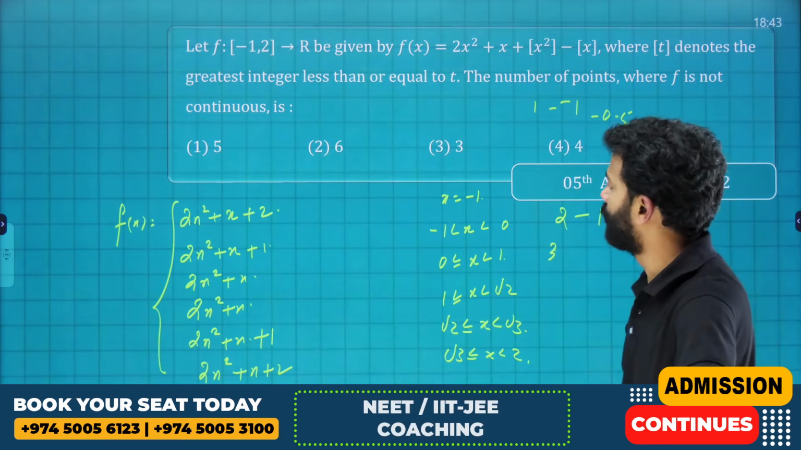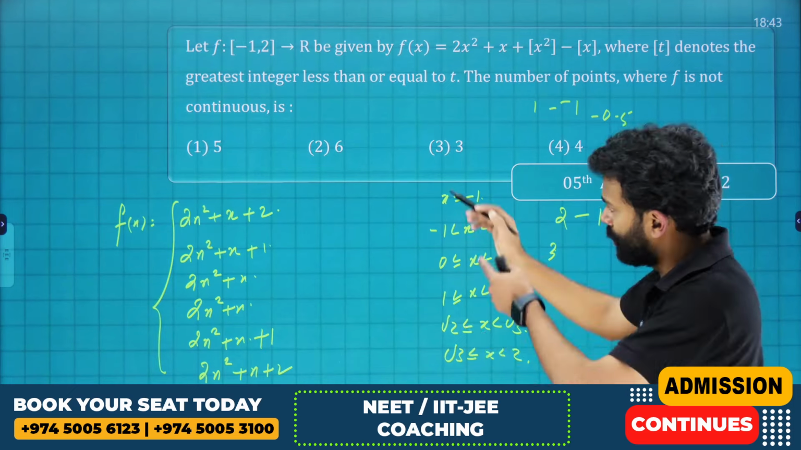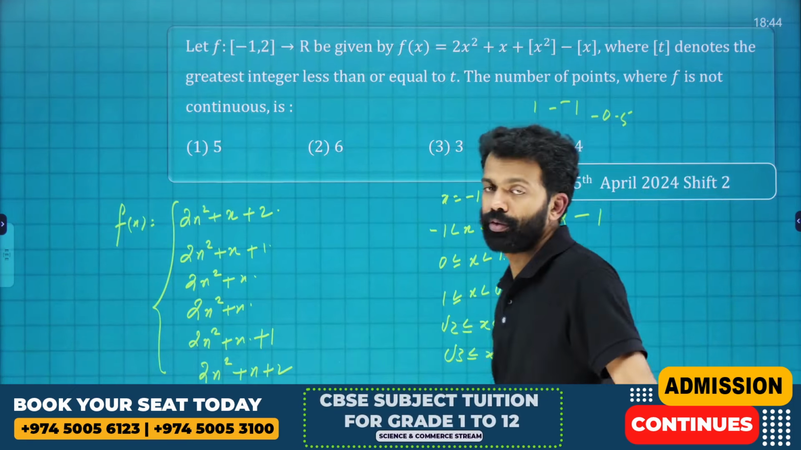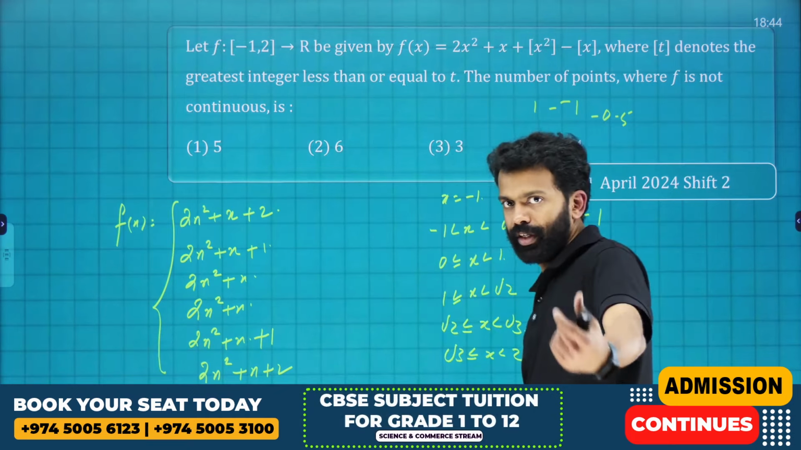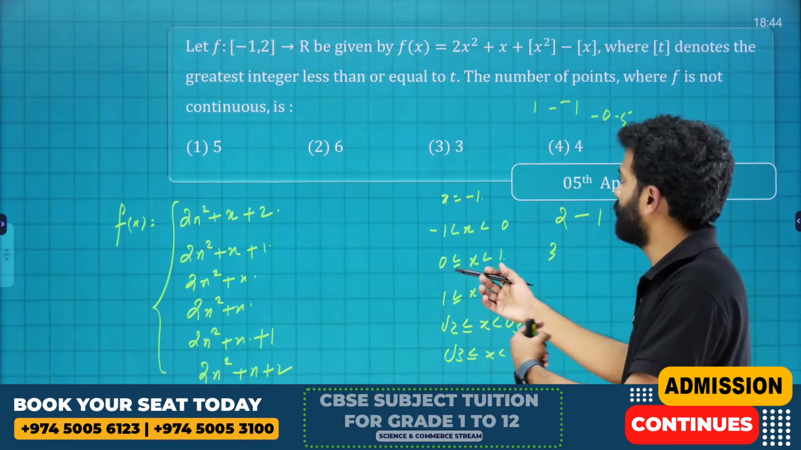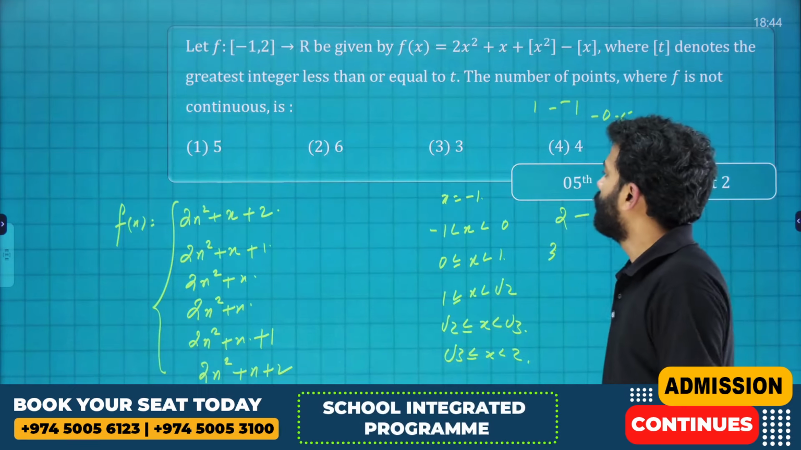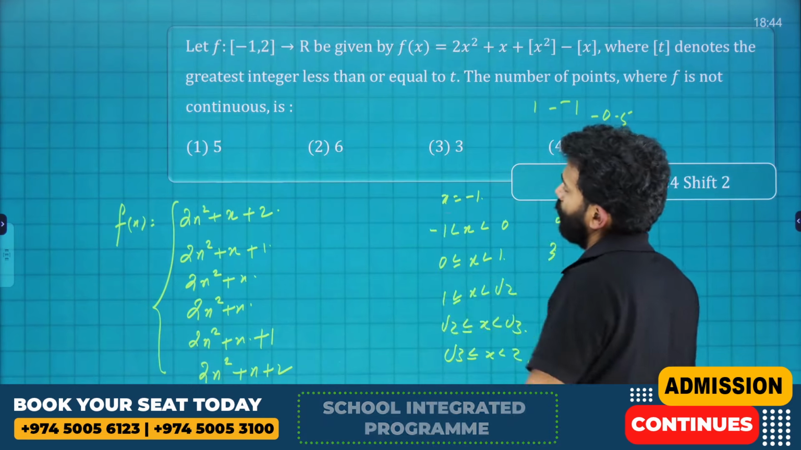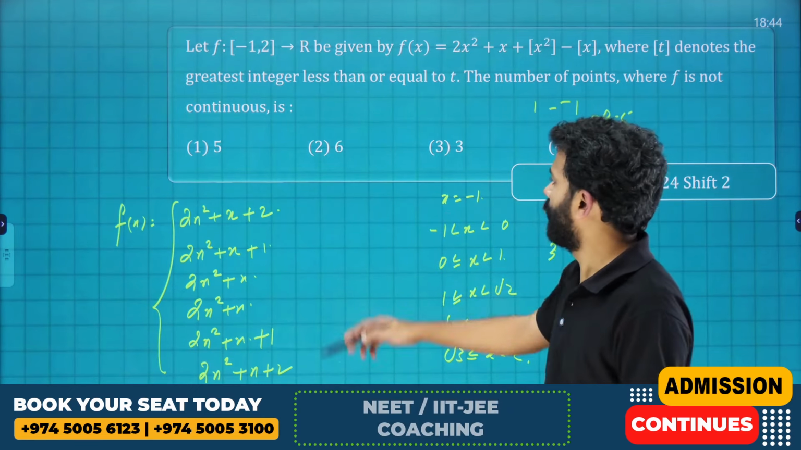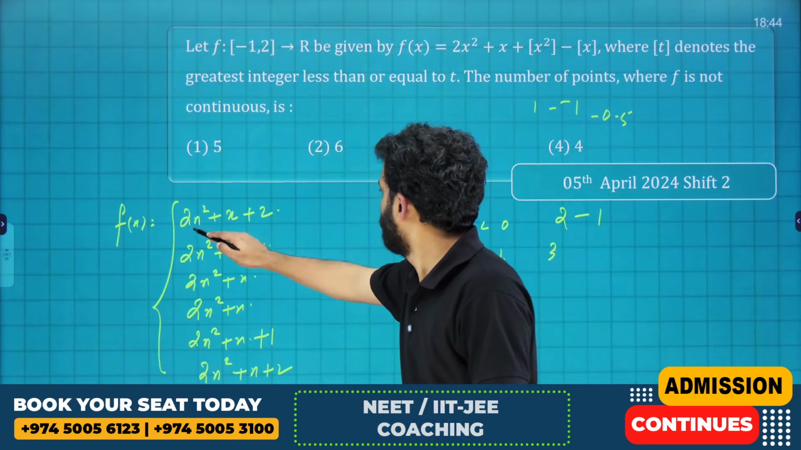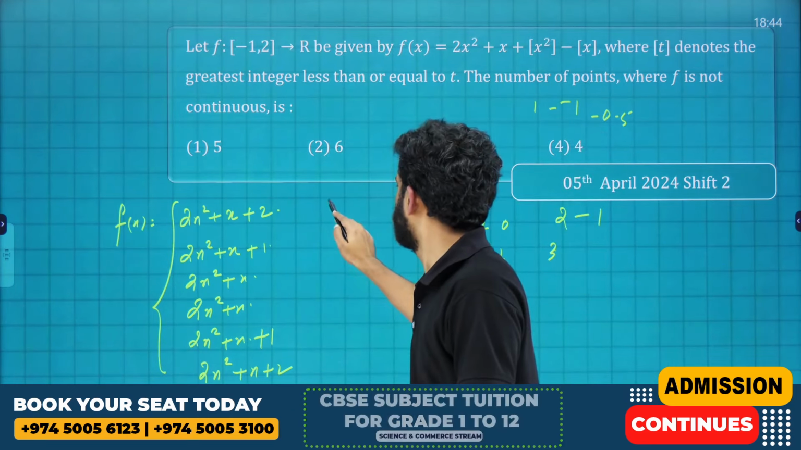Okay, hope you got the idea here. We have separated the function according to the interval. Then what we need to do is identify whether the function is continuous at the points where its character is changing. Therefore, when x is equal to minus 1, what is the value here? 2 plus 2, 4, and the value is 3.